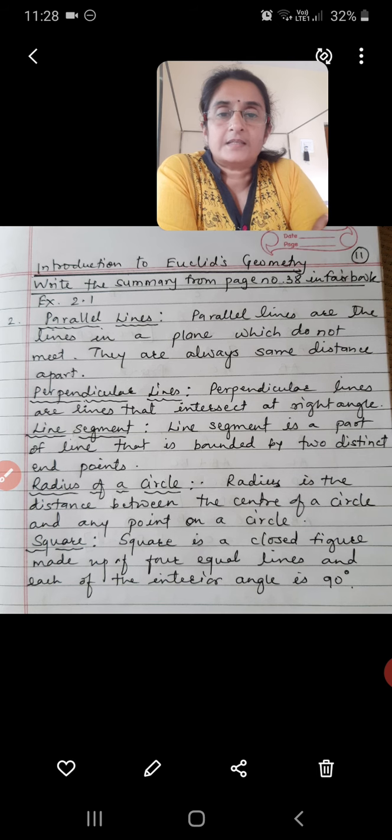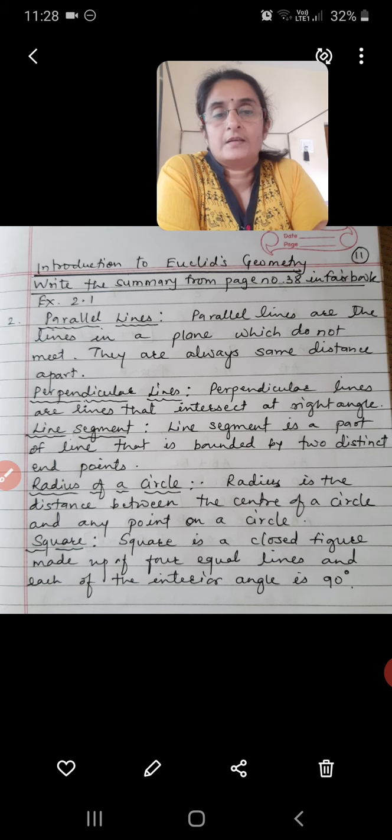In the first question, that is true and false. When you go through the summary and the explanation, you will be able to write whether the statements given are true or false. If the statements are false, you have to correct it and write it. Then we'll go to the next exercise.